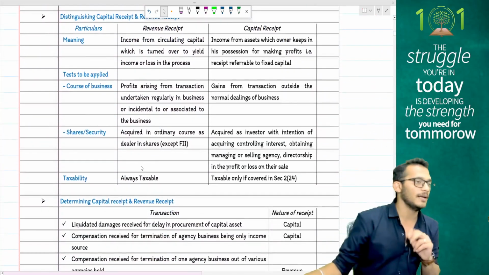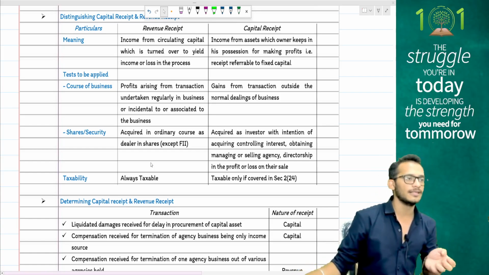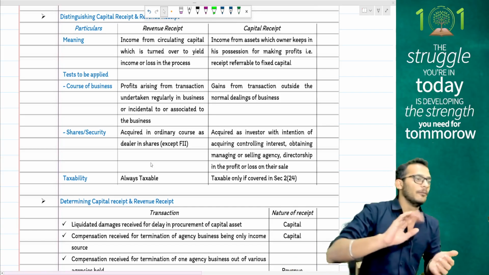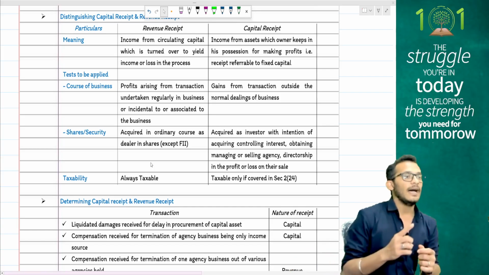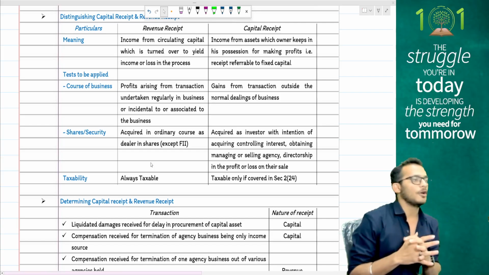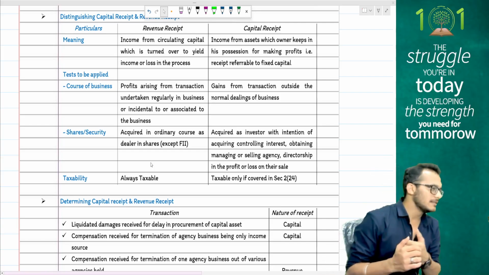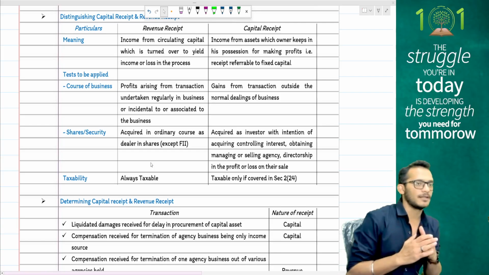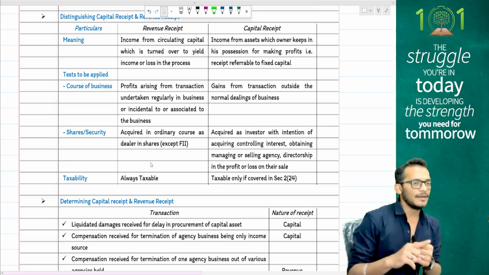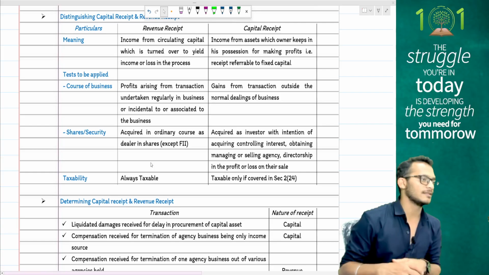First thing is, what do you mean by capital receipt and revenue receipt? We already discussed. Items which are done regularly are revenue receipts. Items which are done once in a while are capital receipts. Items from which you generate revenue are revenue receipts. Items which are used to aid revenue are capital receipts. Items which help on your bread and butter, which if lost will impact your bread and butter, are capital receipts. Items which are not going to impact your bread and butter are revenue receipts. If you are dealing in shares, it will depend on whether you are a trader in shares or a non-trader in shares. If you are a trader in shares, it is revenue receipt. If you are not a trader in shares, it is capital receipt.